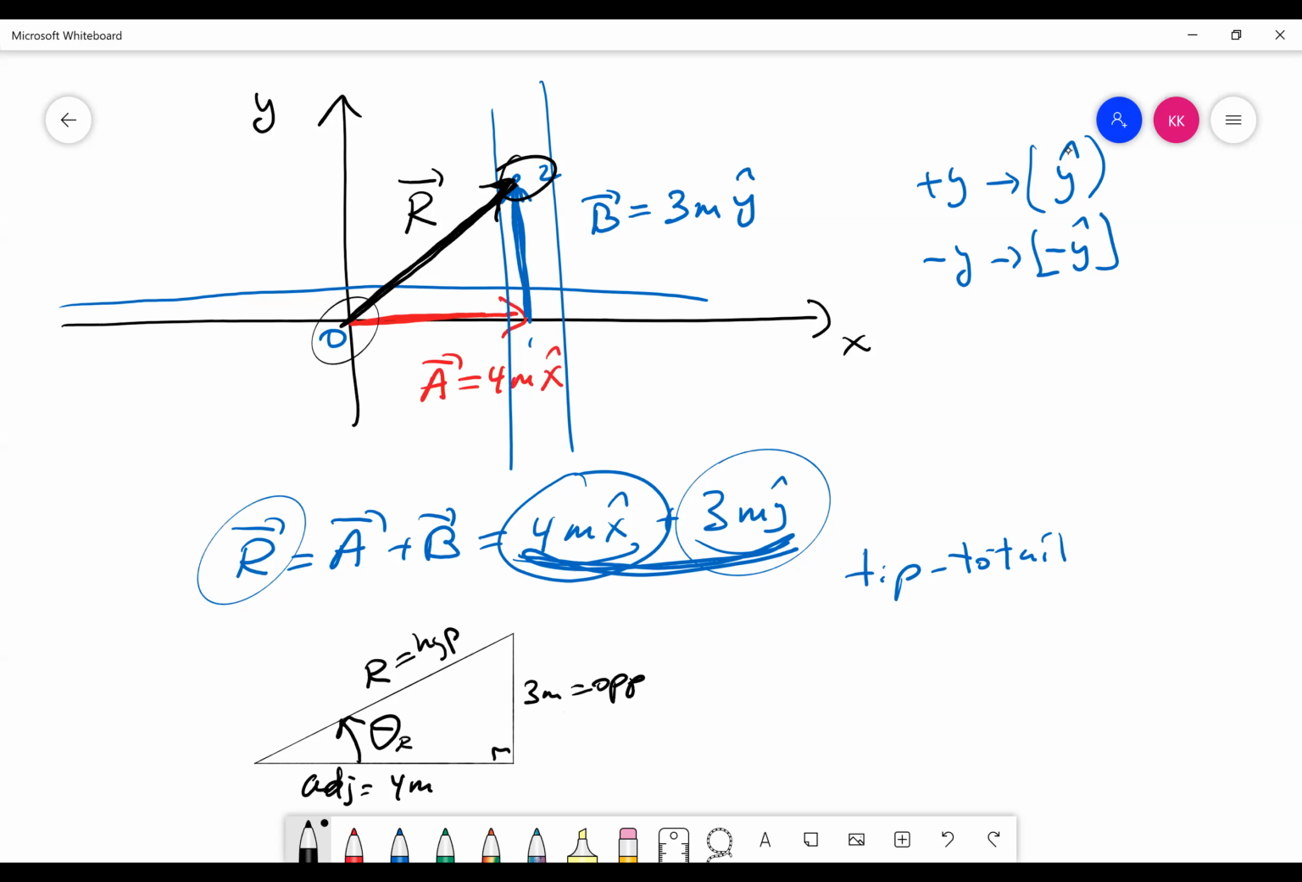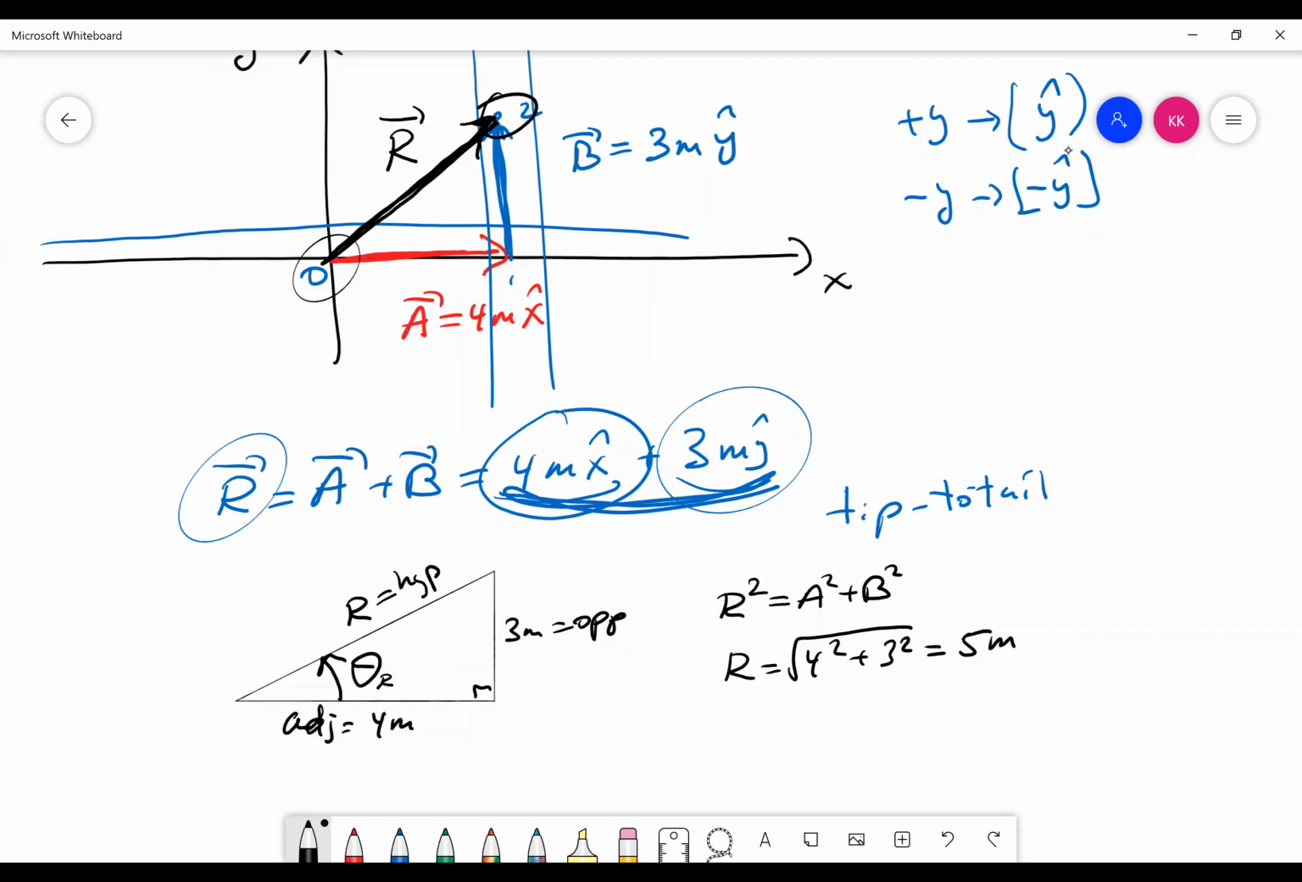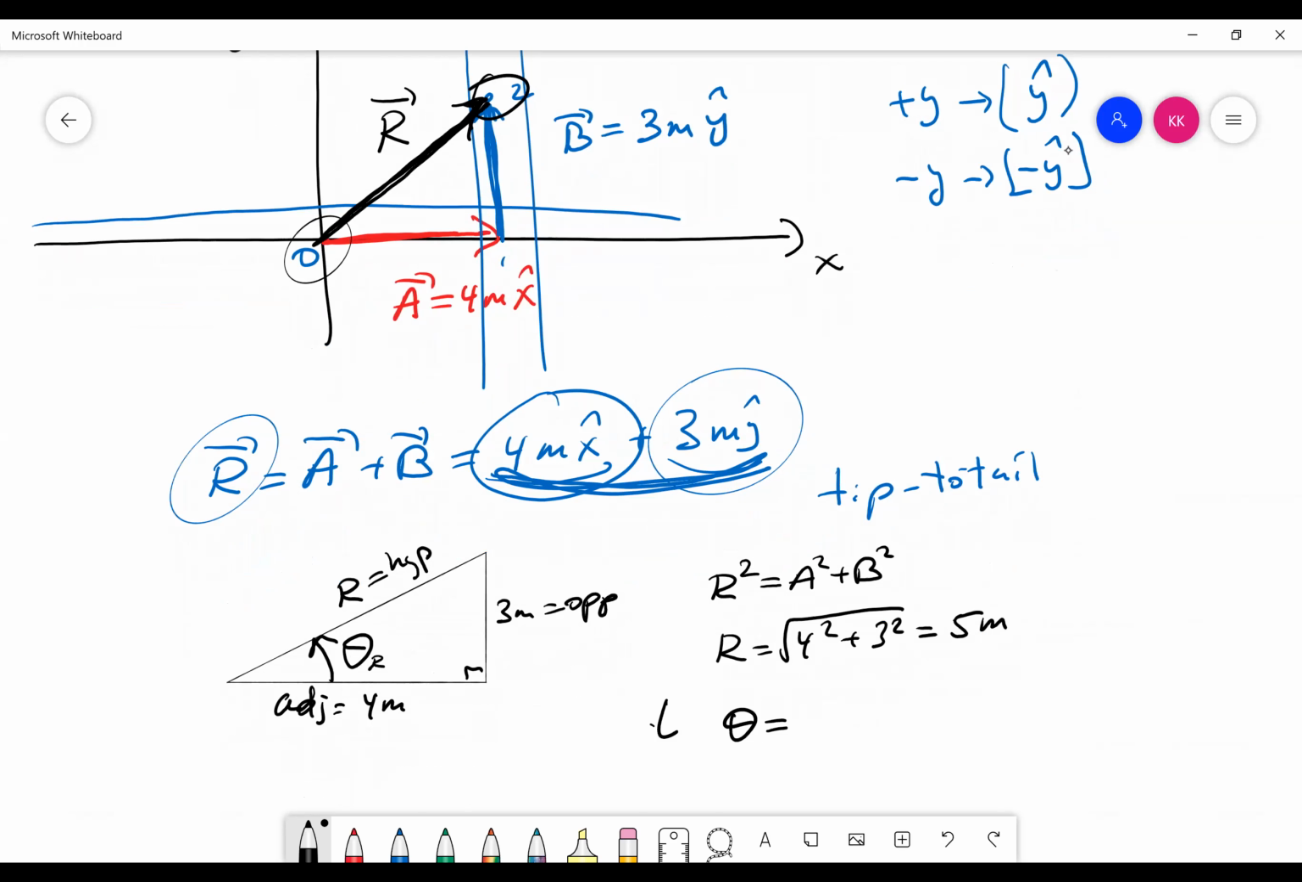That means we're going to be using the Pythagorean theorem, where R squared equals A squared plus B squared. So that's why I can't add A plus B together algebraically. R squared equals A squared plus B squared. So I have to do R equals the square root of 4 squared plus 3 squared, which gives us 5 meters, right? And then I can find the direction by using tangent of theta, which equals opposite over adjacent. So there will be 3 over 4, and then use the inverse tangent of 3 over 4. And if I'm not mistaken, we should get roughly 37 degrees.